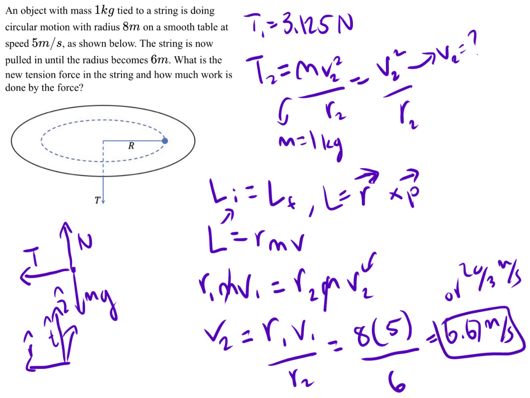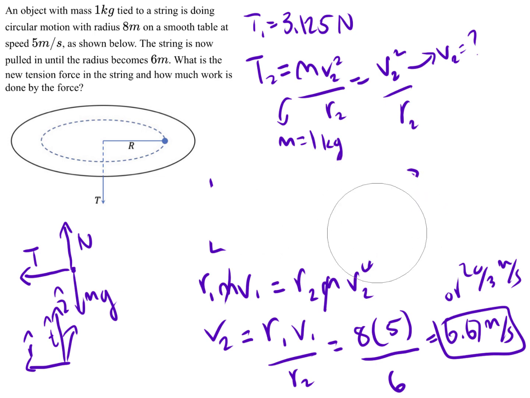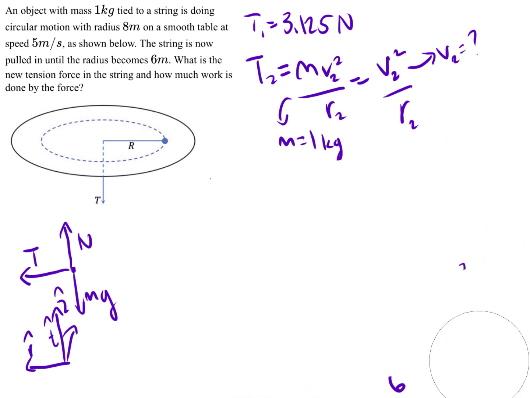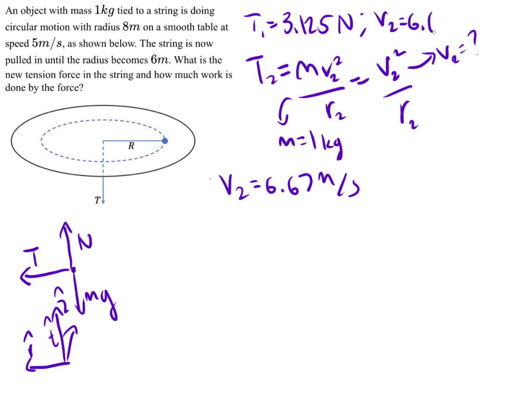I'm just going to use this one for now. So we can use this to get rid of this. So the new velocity is 6.67 meters per second. These are the ones that we have solved for, but we don't actually need in the answer.